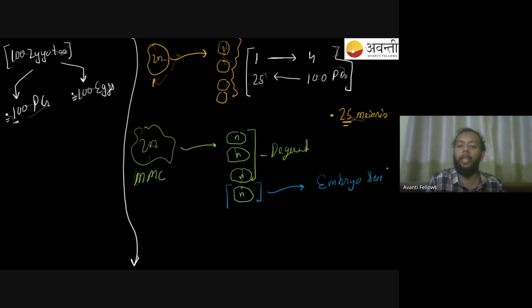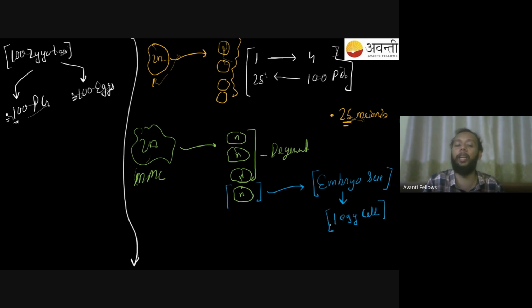Now tell me, in a single embryo sac, how many eggs are there? How many egg cells do you have in a single embryo sac? One. Why do you think so much? Don't overthink. In a single embryo sac you will have 1 egg cell.